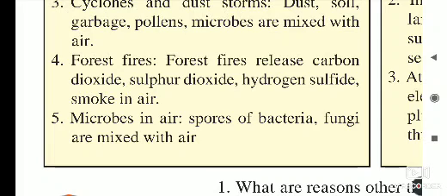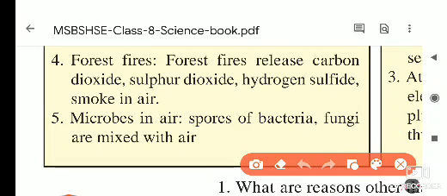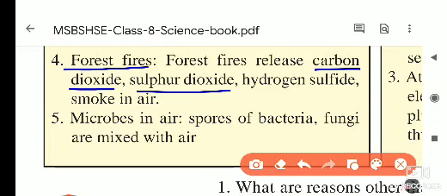Next is the forest fire. Just now I told you in the picture what a forest fire is. So forest fire releases carbon dioxide, sulfur dioxide, hydrogen sulfide and smoke in the air, and these are very dangerous gases. Which gases are dangerous? Carbon dioxide, sulfur dioxide, hydrogen sulfide. Hydrogen sulfide and smoke are emitted in the air by the forest fire, and due to this the air gets polluted.